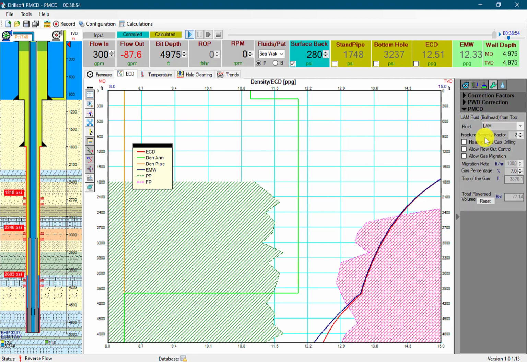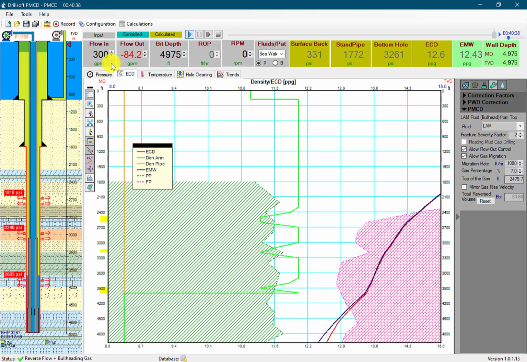Can also activate gas migration and flow control. So let's go ahead and increase the rate to 300 gallons per minute. So we're bullheading at 300 gallons per minute. We can see how that is affecting total reverse volume.